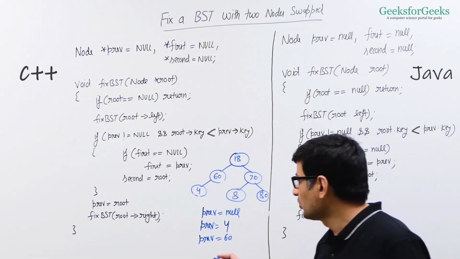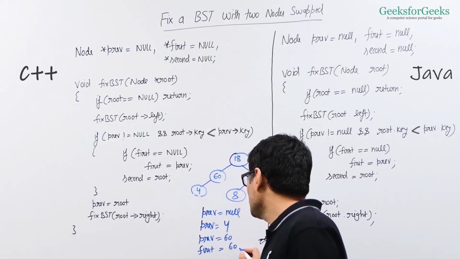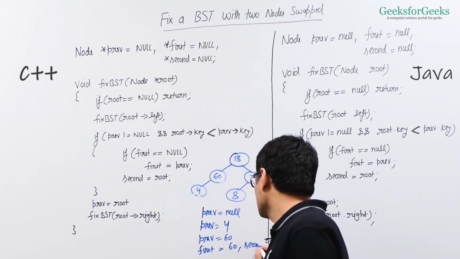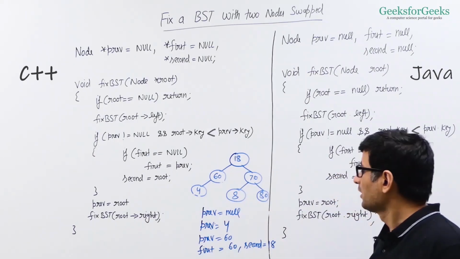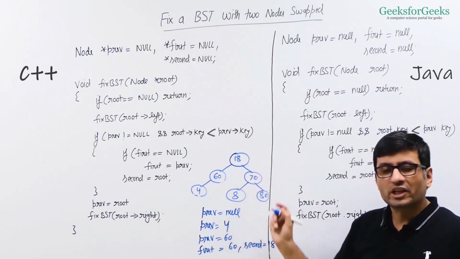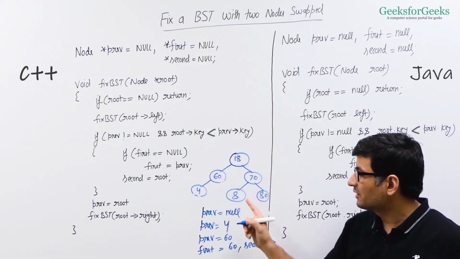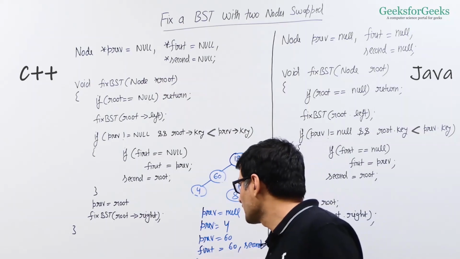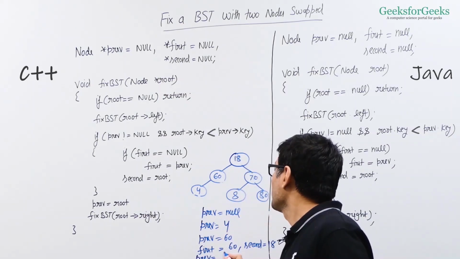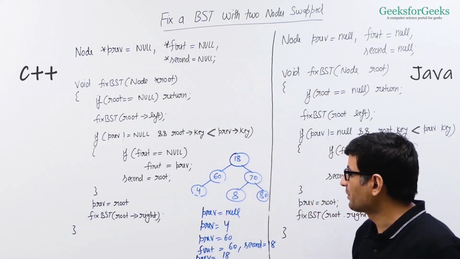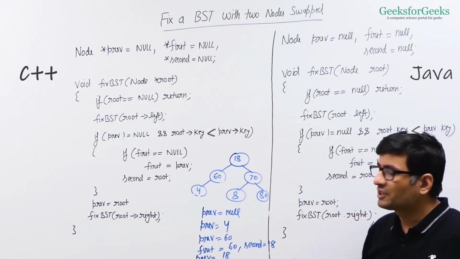So what you will do, you will set first as previous, 60, and you will set second as the current node, which is 18. Right? Now you will again continue the in-order traversal. The next node that you will visit is 8. And before visiting 8, you will set the previous as 18, right? The node that you visited before 8. When you come to 8, you will again see a violation.